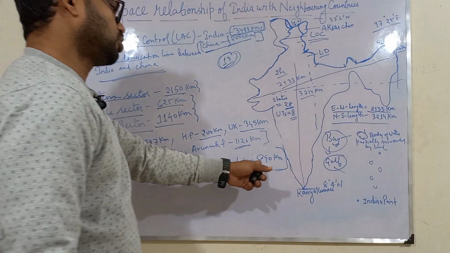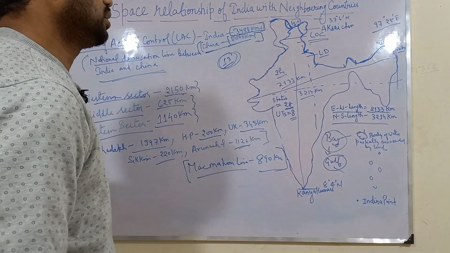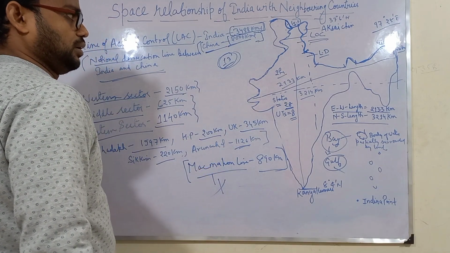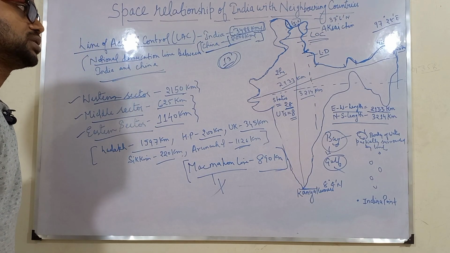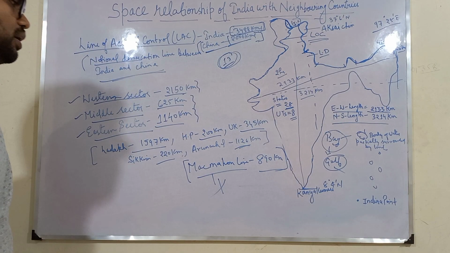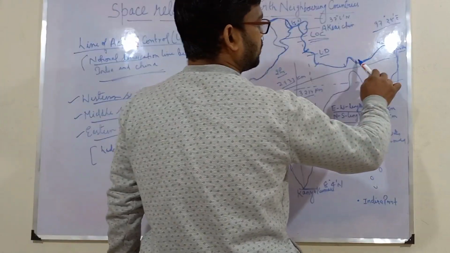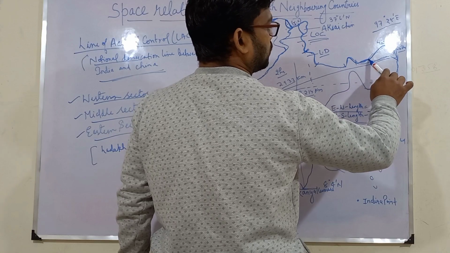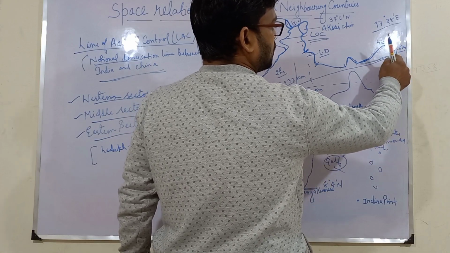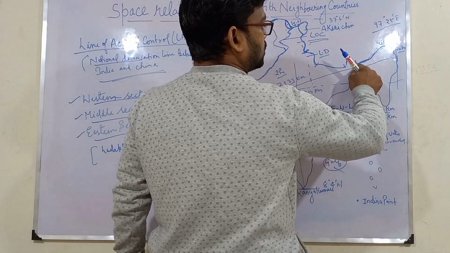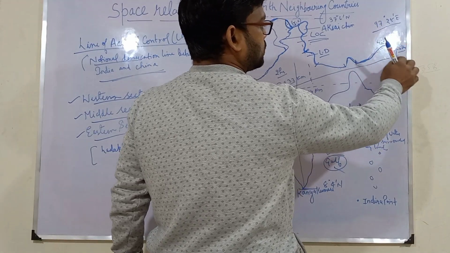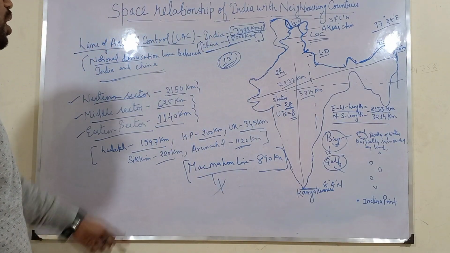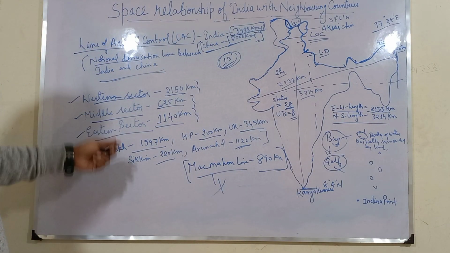This covers almost 890 kilometers in length. This McMahon Line is not considered by China. As per China, the British have not demarcated things properly, and they claim a line like this, while in actual fact we have seen that the borderline of Arunachal Pradesh is highly curved here. So this is how the Line of Actual Control goes.